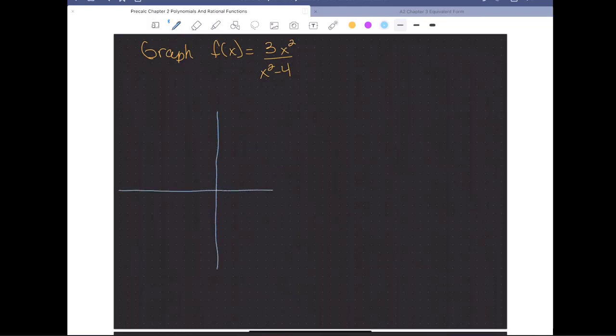All right. Me and this computer. So we want to graph f of x equals 3x squared over x squared minus 4. So I'm going to start by drawing a nice big xy axis.